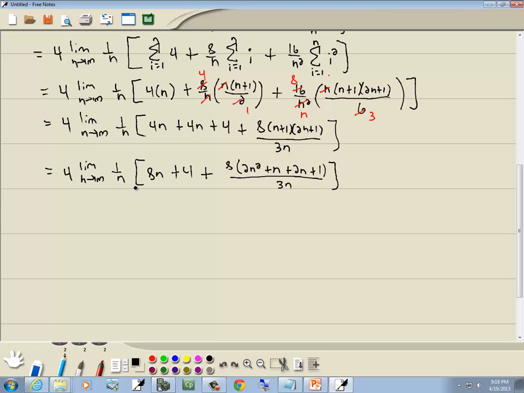Now I could go ahead and multiply this 1 over n through. So we've got 4, the limit as n goes to infinity. I'm going to have 8n over n plus 4 over n plus, and then I'm going to put this n downstairs here, and we've got 3n squared. And up on top, we've got 8 times 2n squared is 16n squared. n plus 2n is 3n, times 8 is 24n. And then 8 times 1 gives us 8.